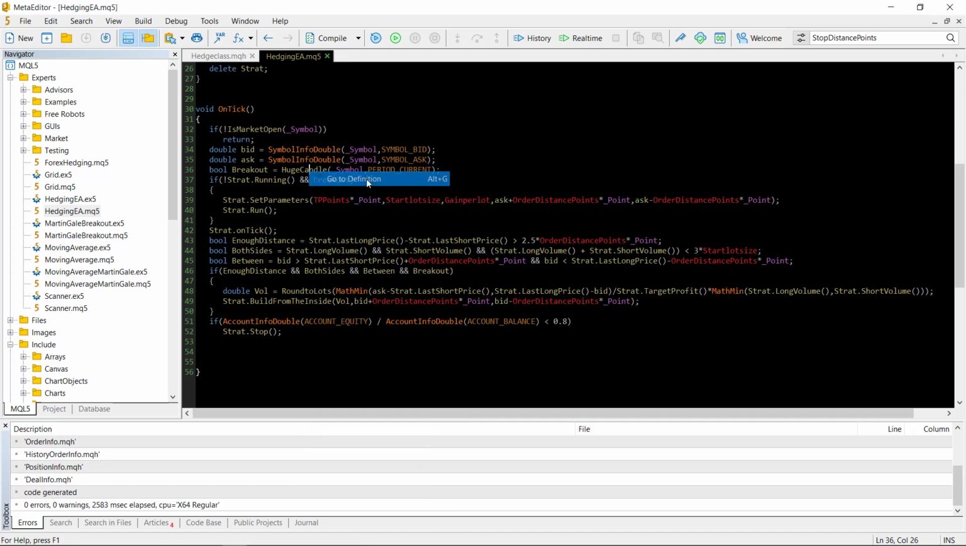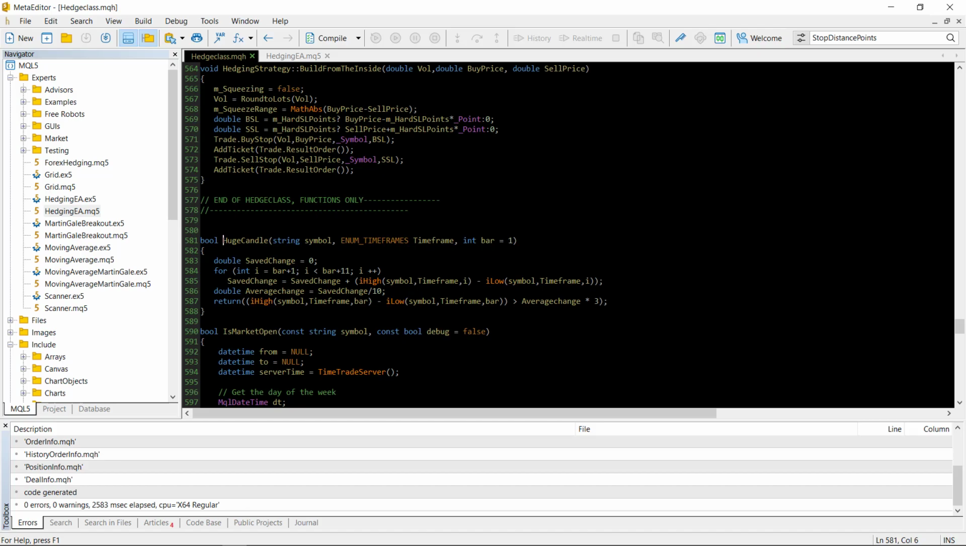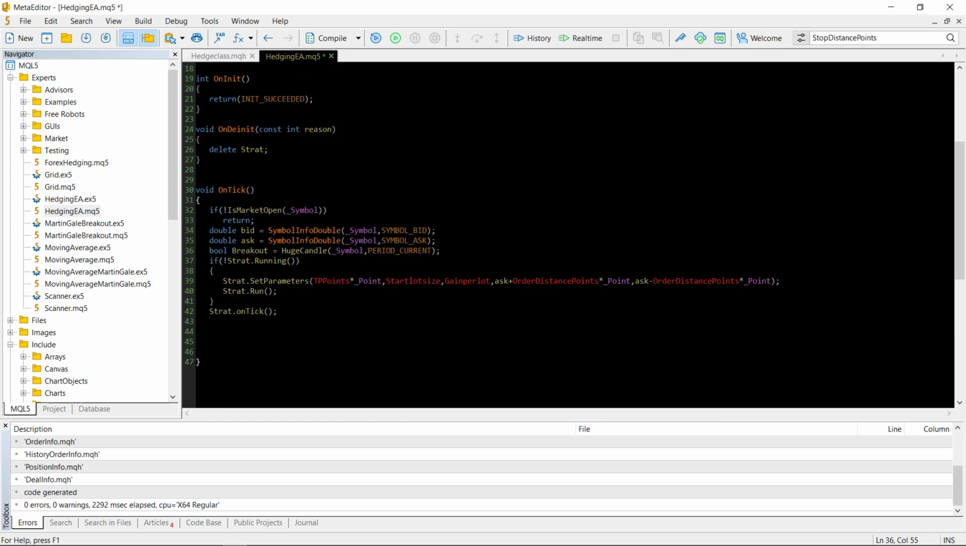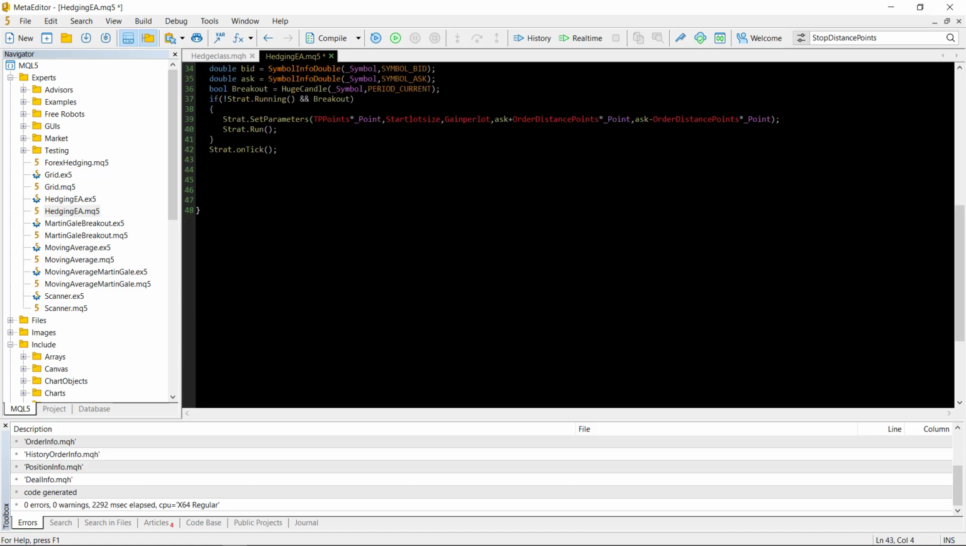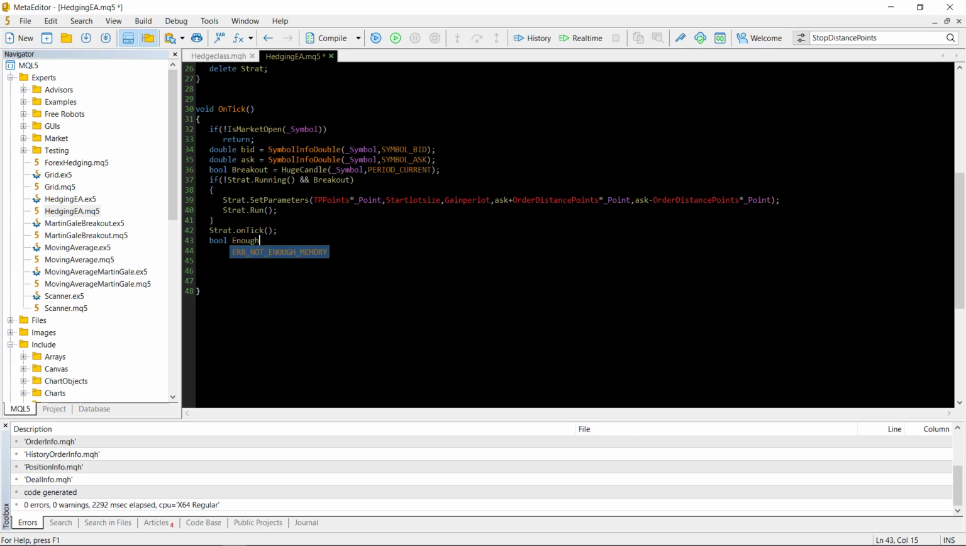The functions used in this video can be found below the hedge class, by the way. We can add the breakout condition to the starting conditions. Now let's define the logic for building from the inside. Let's say we only want to build from the inside if the difference between the last long and short price is above 2.5 times the order distance. This will be the enough distance boolean.